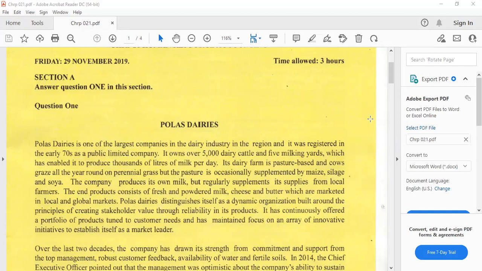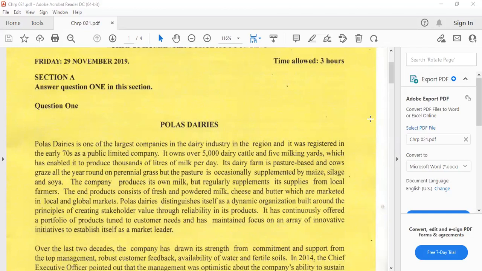All right, Paula's Dairies. Paula's Dairies is one of the largest companies in the dairy industry in the region, and it was registered in the early 70s as a public limited company. It owns over 5,000 dairy cattle and 5 milking yards, which has enabled it to produce thousands of liters of milk per day.